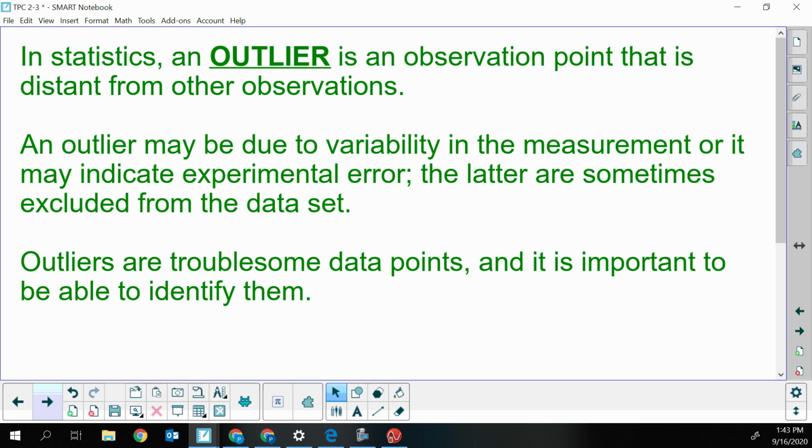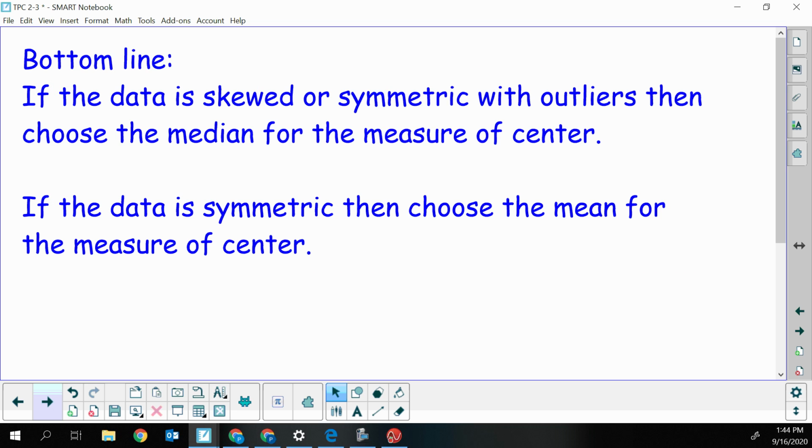So we're going to the top of page 20 now. An outlier is any point that is distant from the other ones. It could be just due to variability. It could be some issue with the way that the data is collected. So it's important to identify the outliers and think about why they could have occurred.